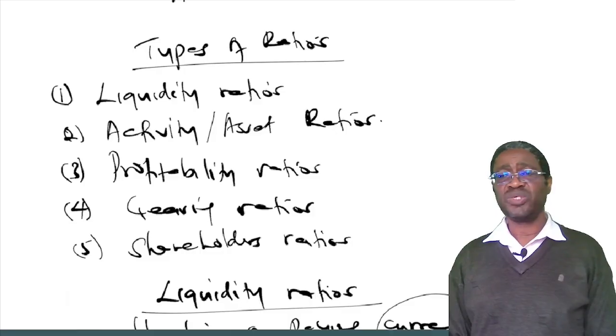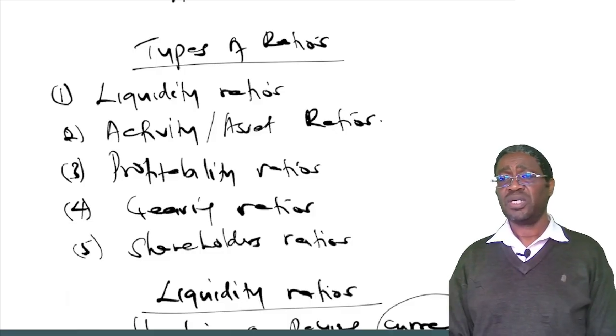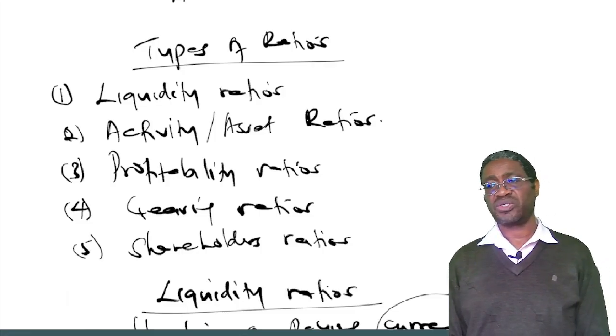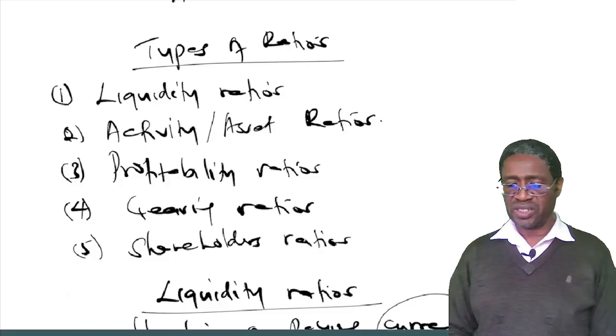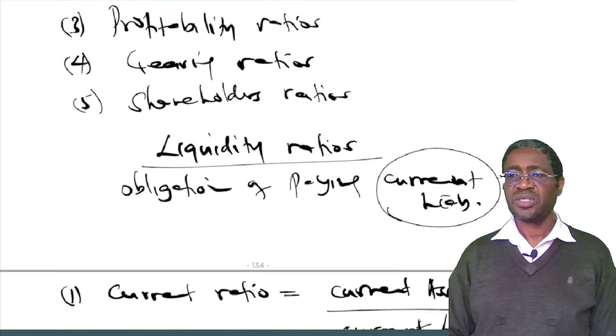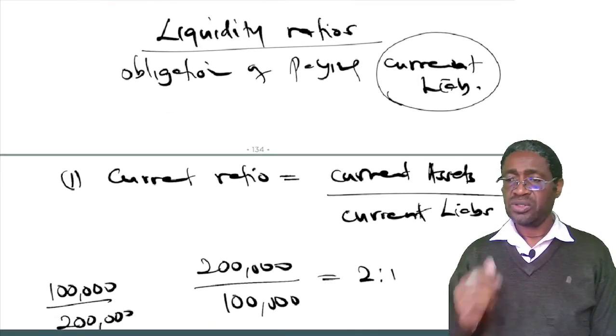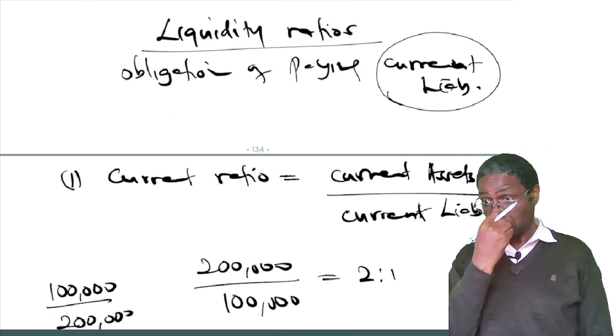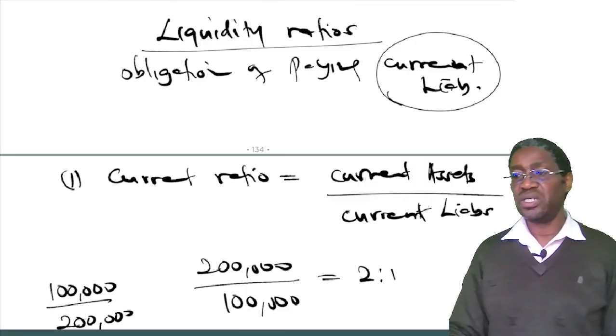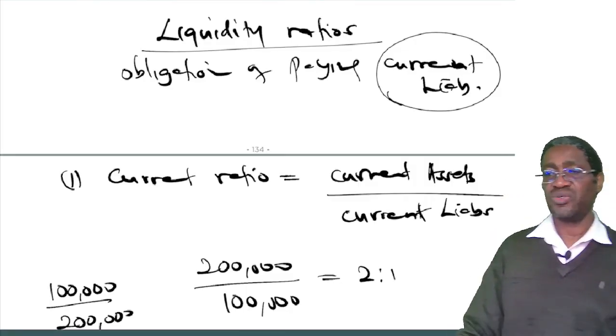If you're through, we start with the first category, and that is liquidity ratios. Have that subheading: liquidity ratios. Then you say this.